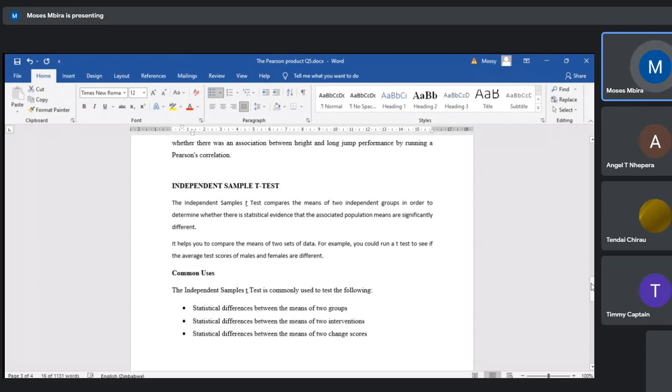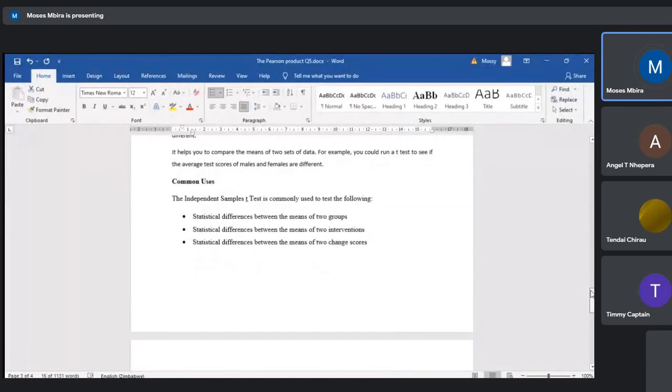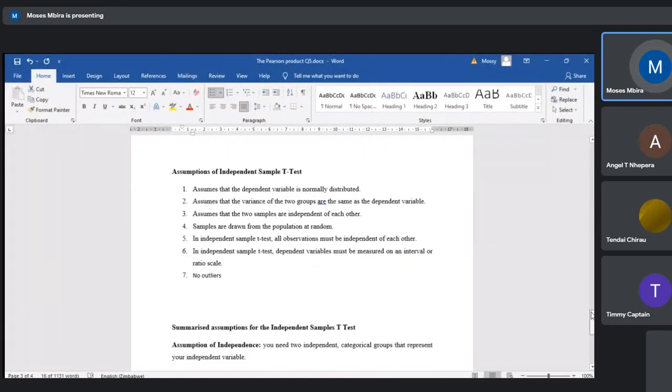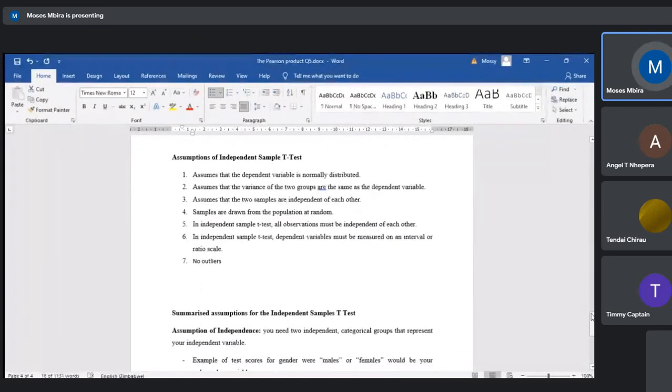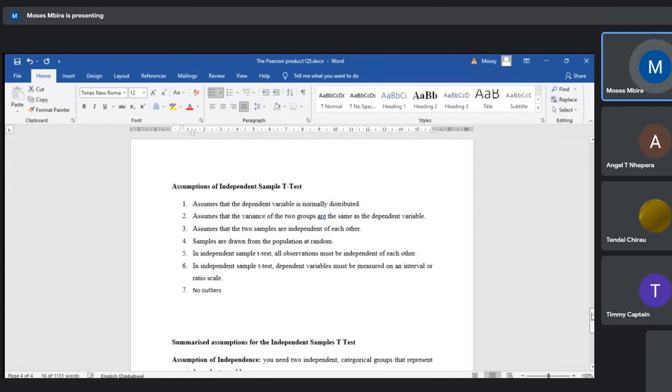Then common uses. The independent t-test is commonly used to test the following: statistical differences between the means of 2 groups, and also statistical differences between the means of 2 interventions. Then go to maybe the assumptions. The assumptions are almost similar to those of Pearson's correlation. So there is a summarized version for that, and also a detailed version.